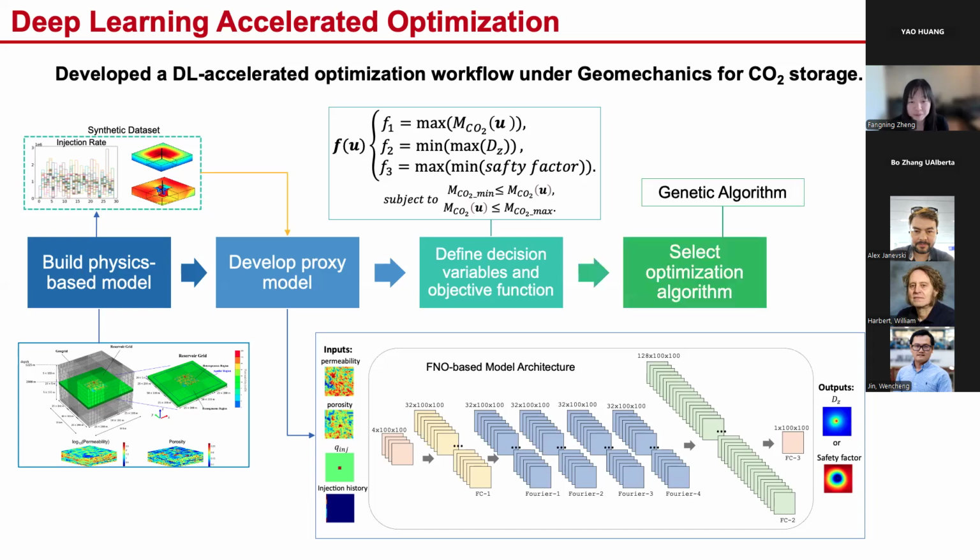permanent deformation. So after we define our objective function and decision variables, we'll select the optimization algorithm. Since here we define it as a multi-objective optimization, we still use a genetic algorithm to perform this optimization problem. And then after performing the optimization, we'll acquire the optimal result, just like what we did before.